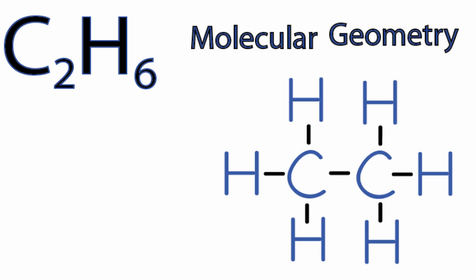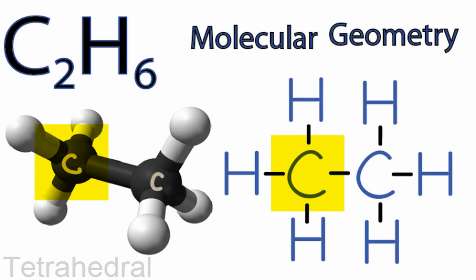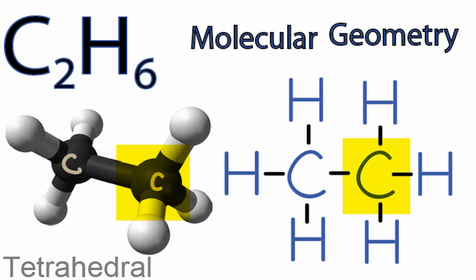We have the three hydrogens, and then we have the other carbon. So with those four things, you can imagine that they're going to spread out as far away from each other as they can, while still remaining bonded to the carbon. And that'll give us the molecular geometry for C2H6. It's going to look something like this. So with respect to this carbon right here, we have what's called a tetrahedral molecular geometry. It's also the same for this carbon right here. So they both have tetrahedral molecular geometries.